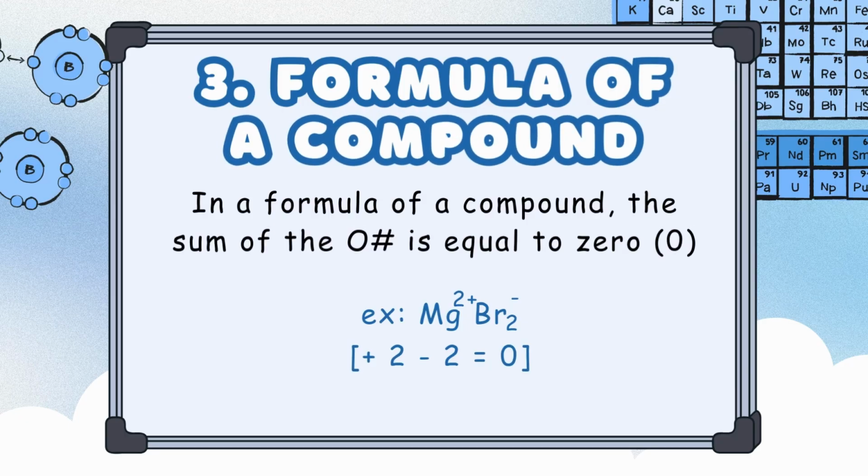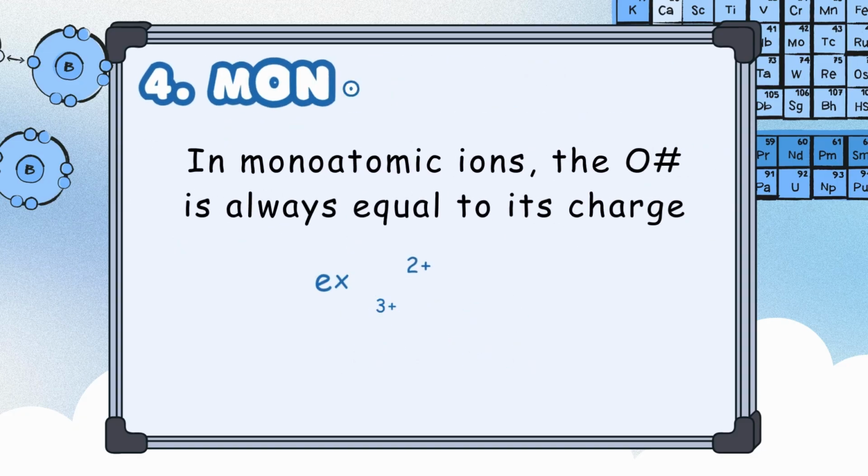For number 3, formula of a compound. In a formula of a compound, the sum of the oxidation numbers is equal to 0. So, for example, we have magnesium and bromine. Oxidation number ni magnesium is positive 2, while si bromine may negative siya. Pero, dalawa ang molecules ni bromine, kaya we have to multiply by 2, so negative 2. So, if we combine positive 2 with negative 2, we get 0. So, this is the case kapag compounds, palagi siyang equal to 0.